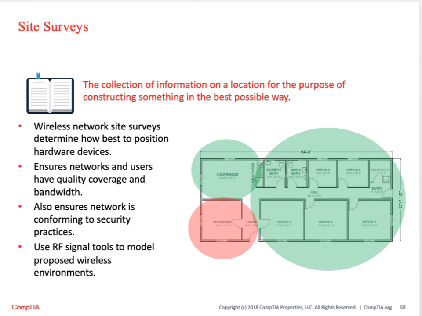And so a successful site survey is going to lead to networks and their users having high quality coverage and bandwidth. And it's also going to be conscious of the security protocols and requirements of that network. So this is generally going to be accomplished by modeling the proposed environment using specific tools that collect radio frequency signal data. For example, radio frequencies emitted by a wireless access point might be blocked by a wall in a building, and so they may travel further in open air without that wall.